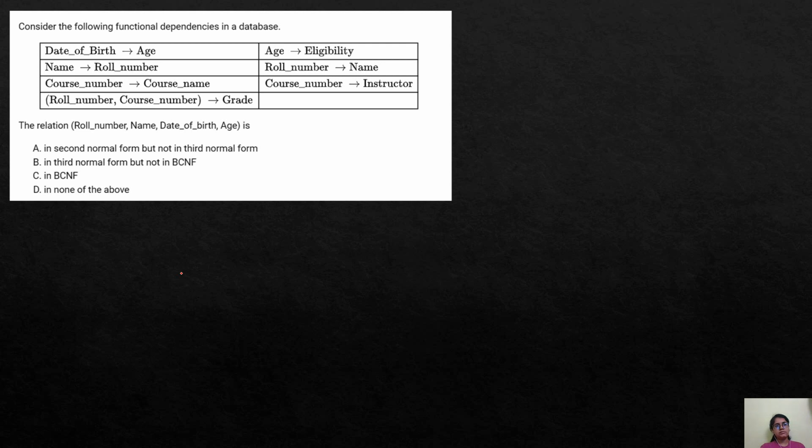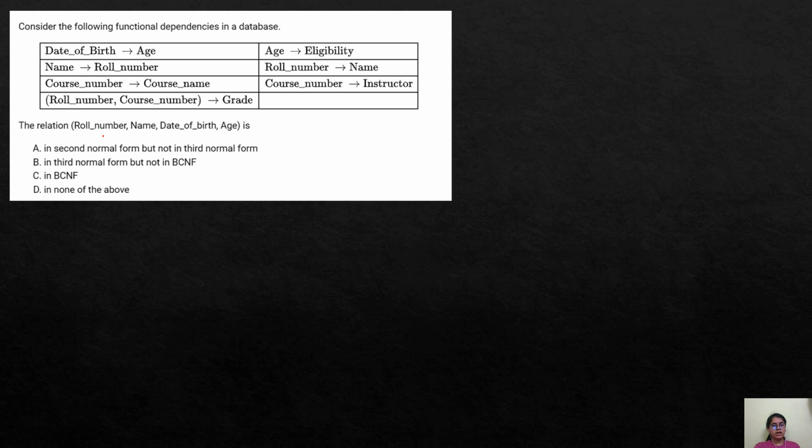Okay, so this is the question. Consider the following functional dependencies in a database, and here the functional dependencies are given. The relation is roll number, name, date of birth and age. So this is the only relation we have been given. These are the attributes we have, and as per the attributes we will select the functional dependencies from here, and then we will check which normal form it belongs to.